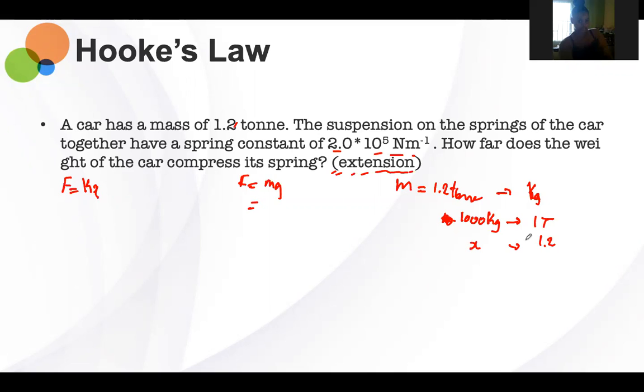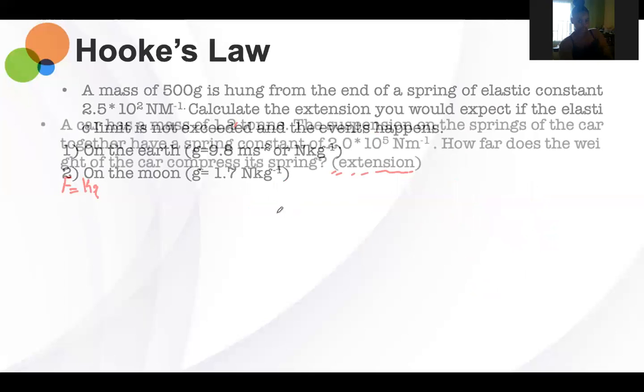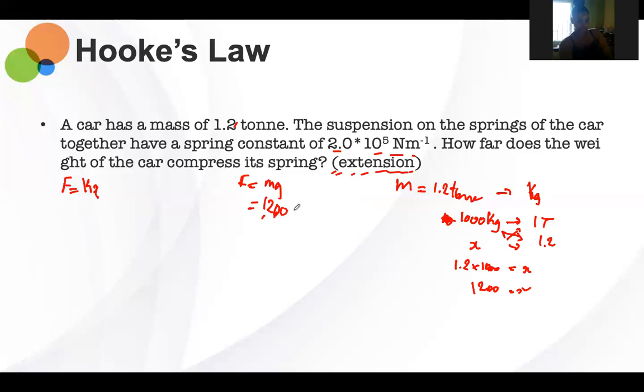We must then cross multiply, right? So what are we getting here? 1.2 times 1,000 is 1,200, and that essentially equals x, right? X times 1 is x. So our mass now is 1,200 kilograms, right? 1,200 kilograms.